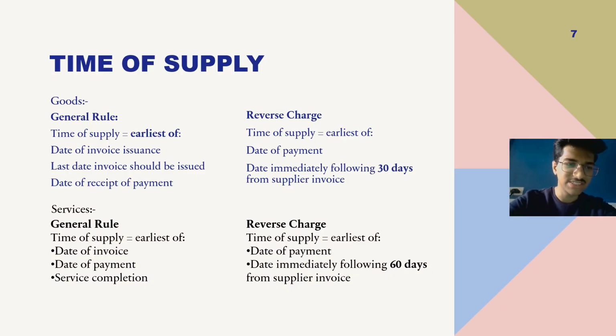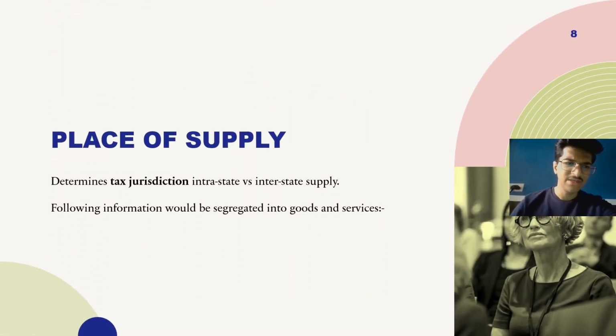Second is for services. The general rule is: date of invoice, second is date of payment, third is service completion date. If one of them is not available, then whichever of the others is the earliest would become the time of supply. For reverse charge, the time of supply is the earliest of the date of payment or the date immediately following 60 days from the supplier's invoice, whichever is earliest.